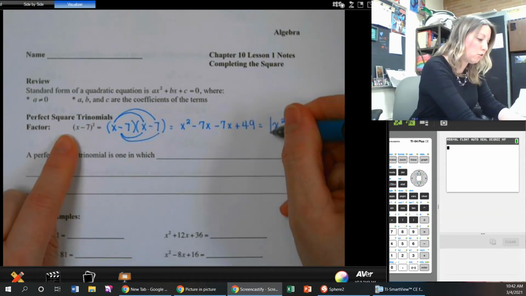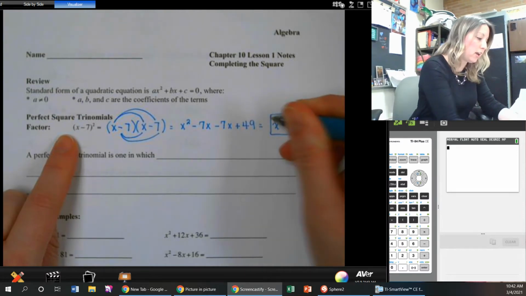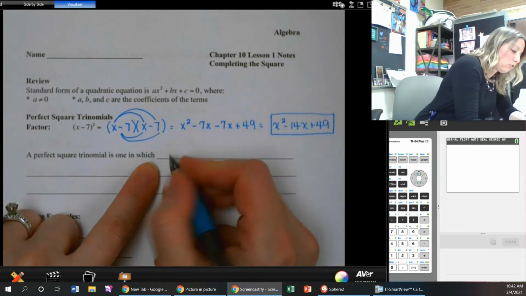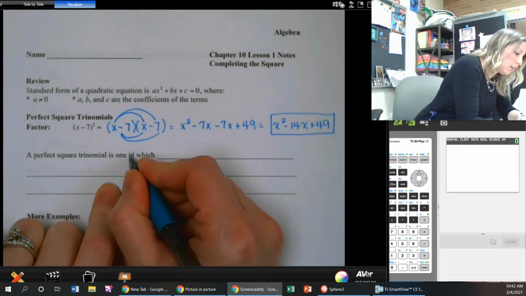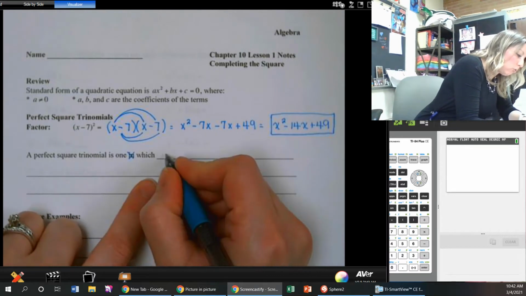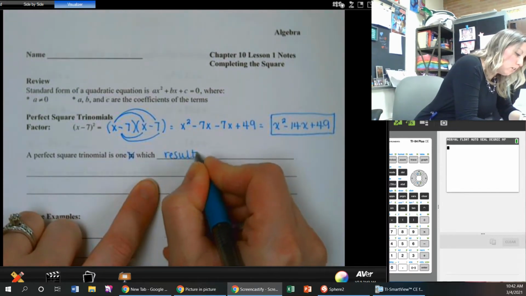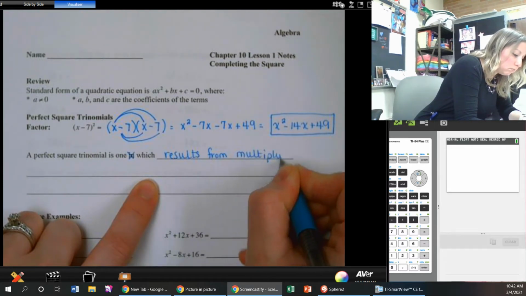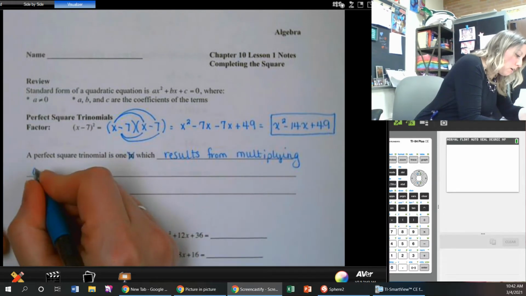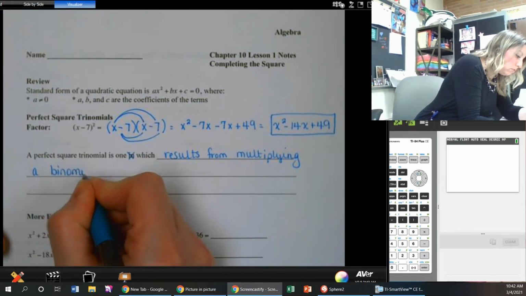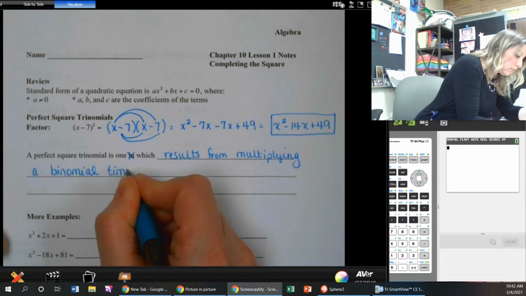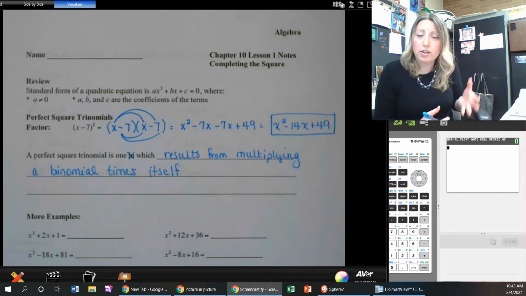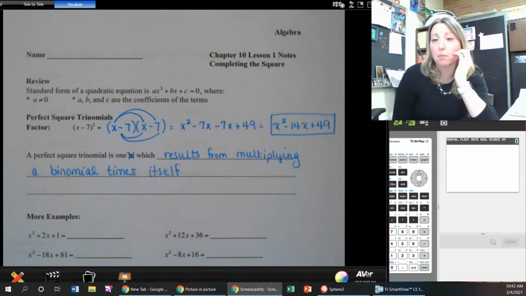That means this trinomial right here is what we call a perfect square trinomial. It's the trinomial which results from multiplying a binomial times itself. So a perfect square trinomial is the result of taking a binomial and multiplying it by itself.